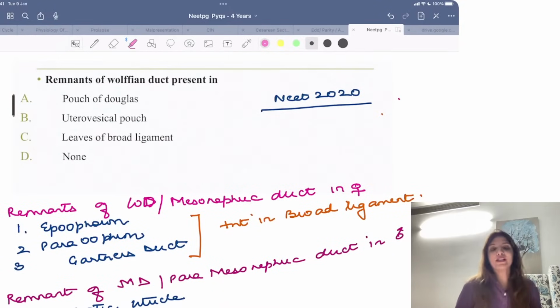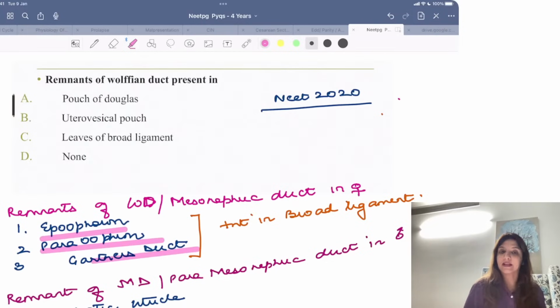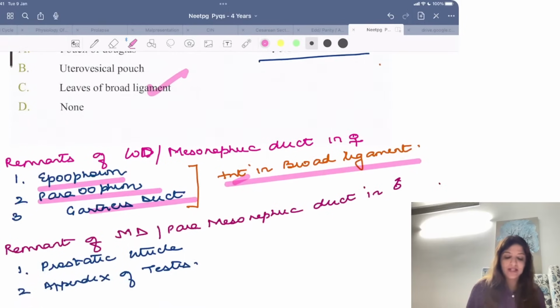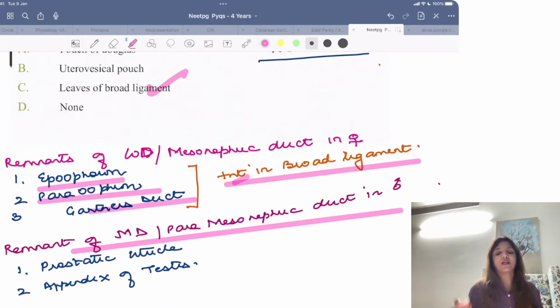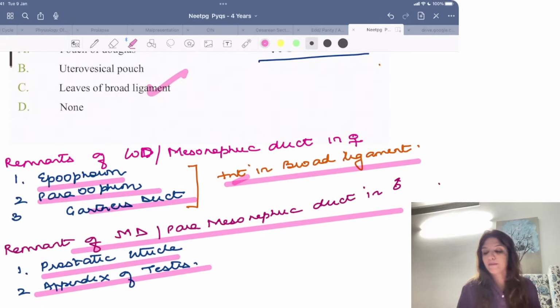Remnants of Wolffian duct are present in. Now, Wolffian duct, when it regresses in females, it leaves remnants. These remnants are epophoron, paraophoron, and Gartner's duct, and they are present in broad ligament. Whereas remnants of Mullerian duct are present in males, and these remnants are prostatic utricle and appendix of testes.